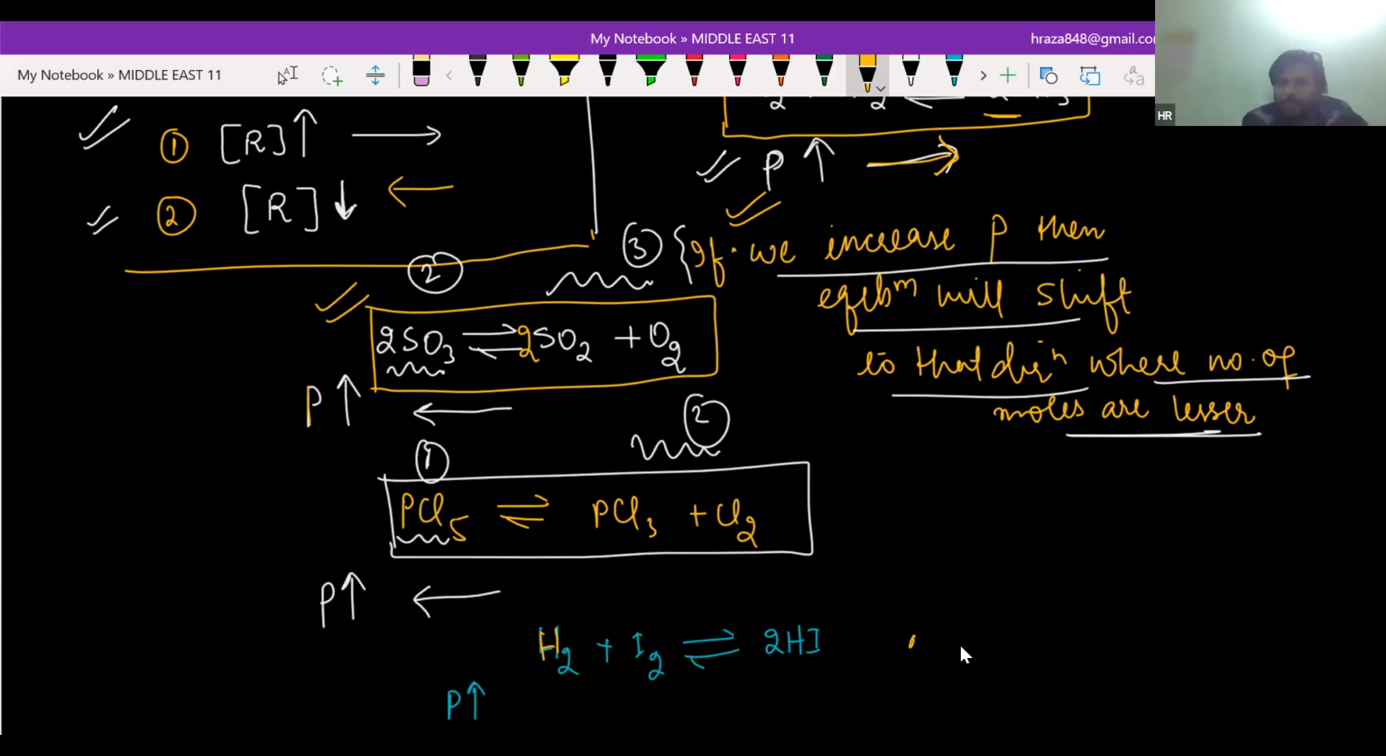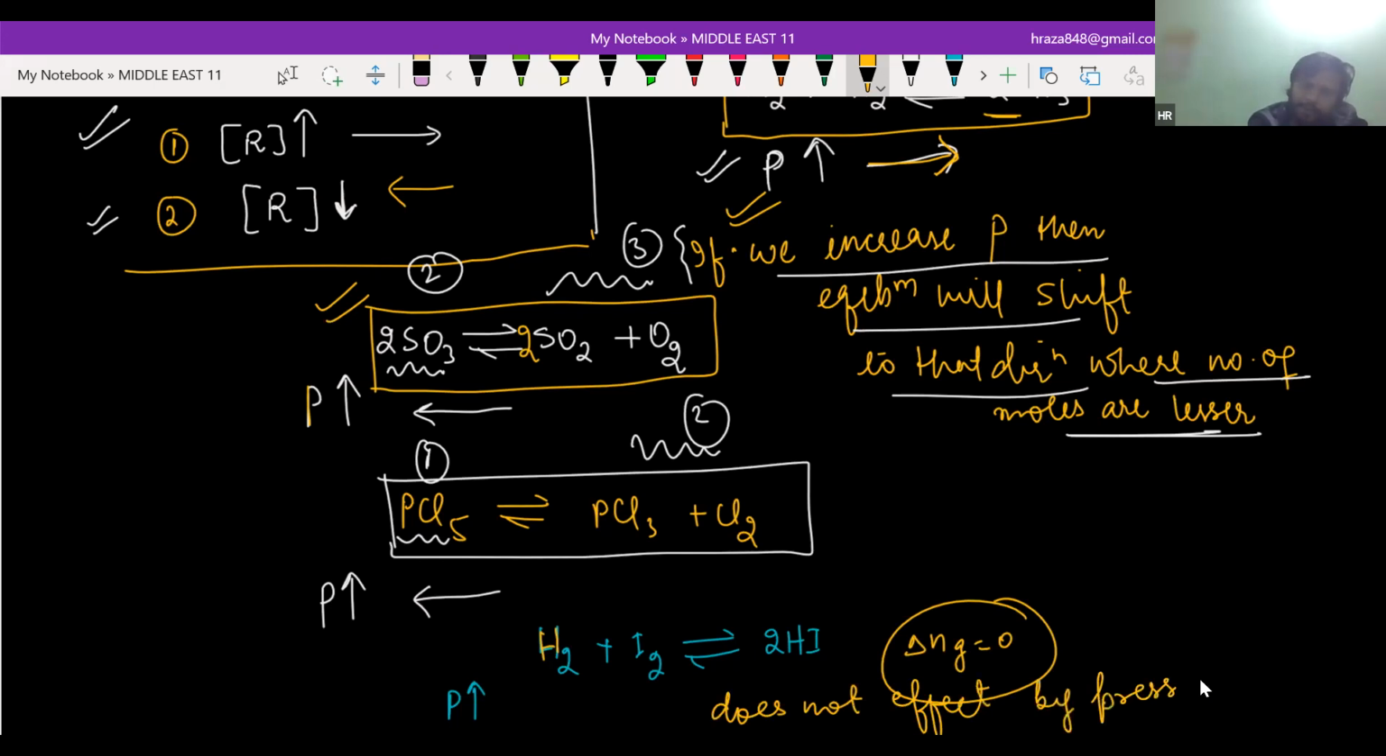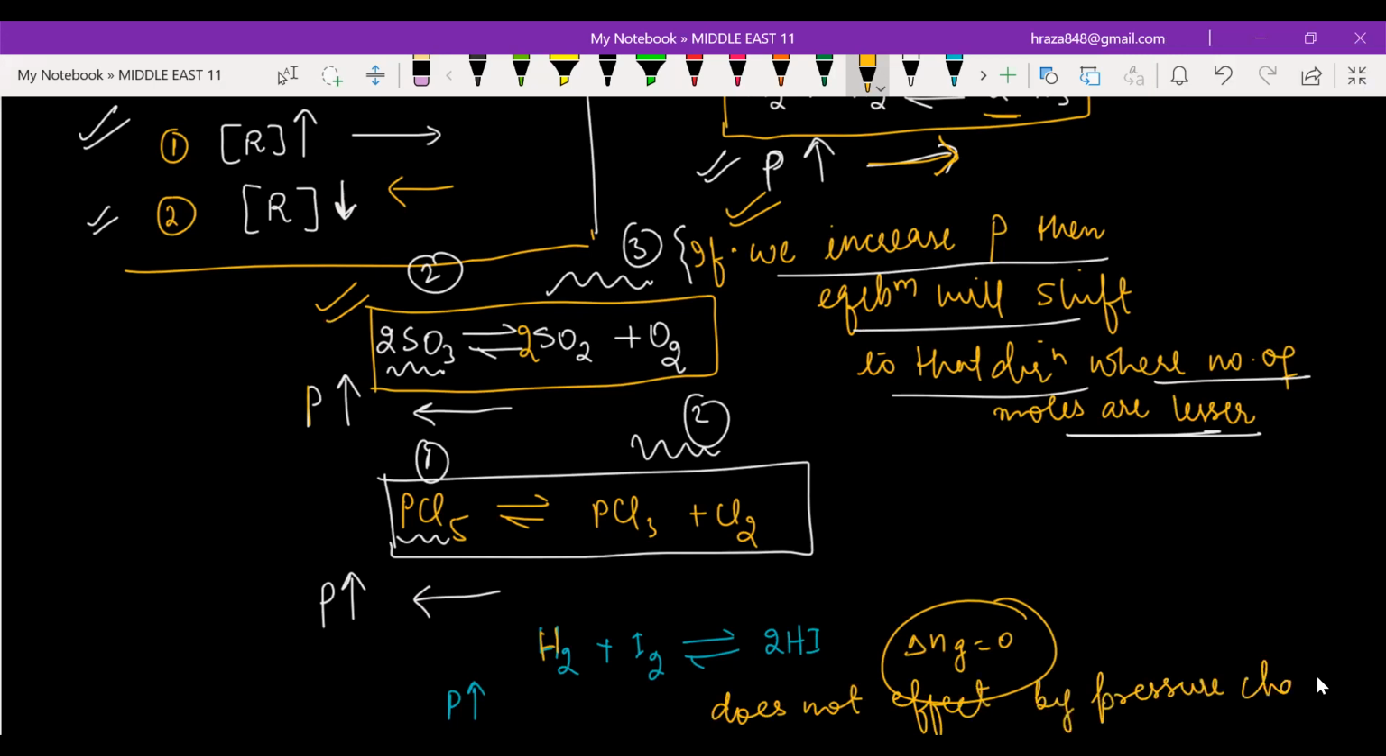Delta Ng equals 0. That means whenever delta Ng equals 0, or you can say the number of moles of reactant is equal to the number of moles of product, there won't be any effect. It is not affected by pressure change. Saif, are you getting my point? Yes, sir. Okay, I'm going to slide it up.